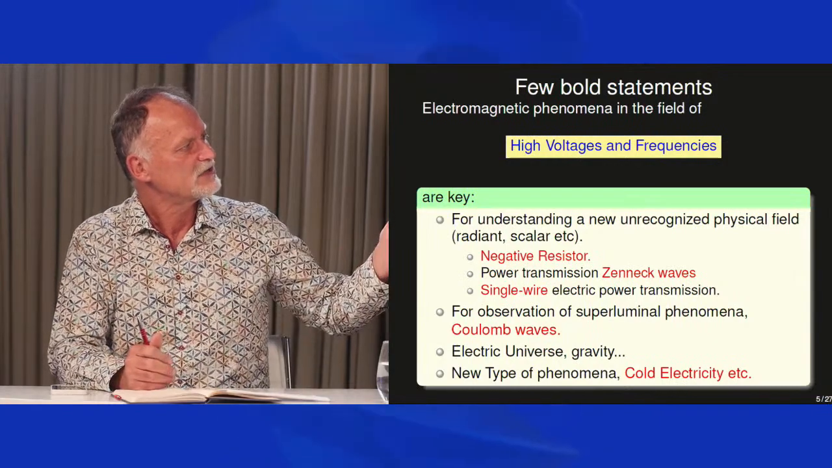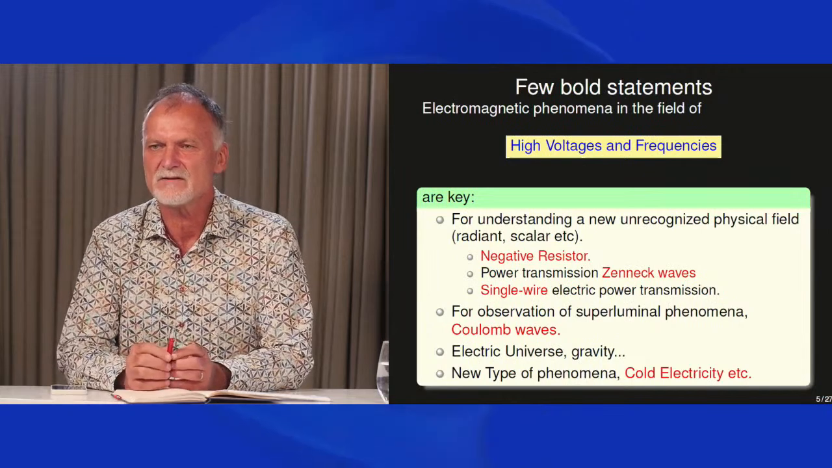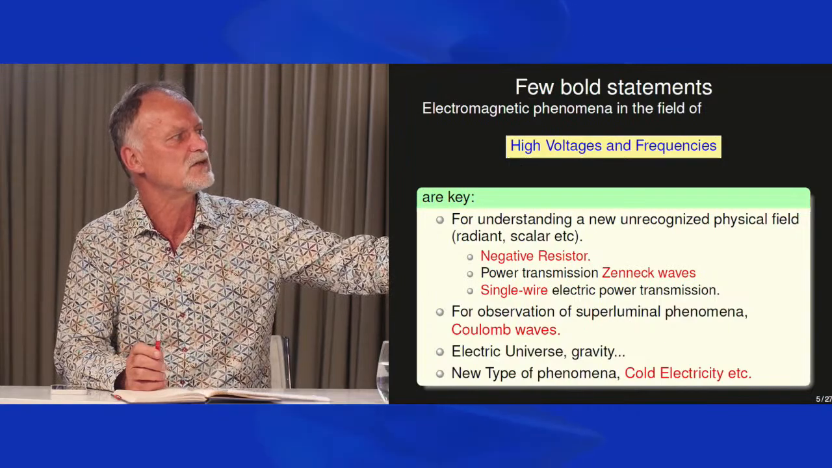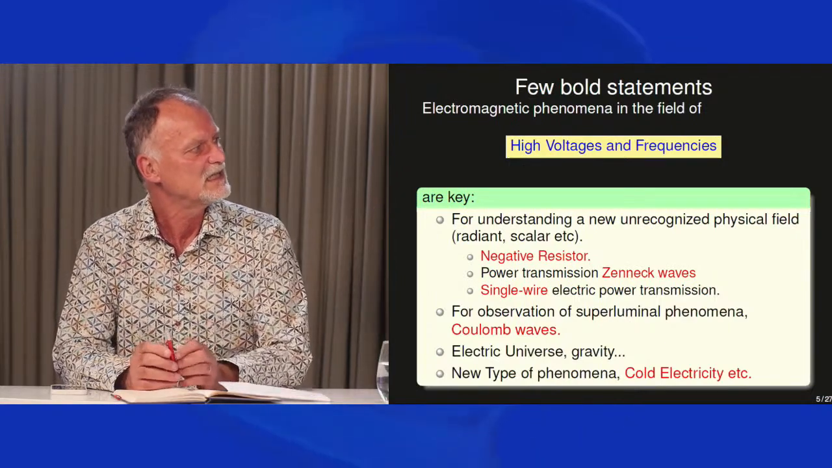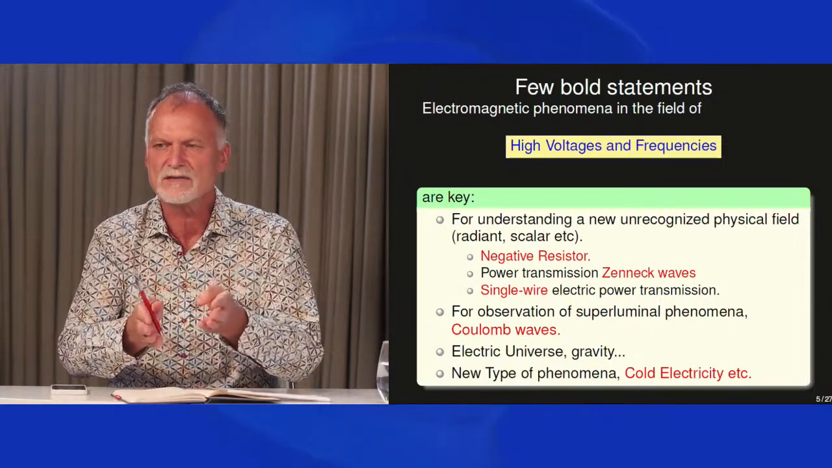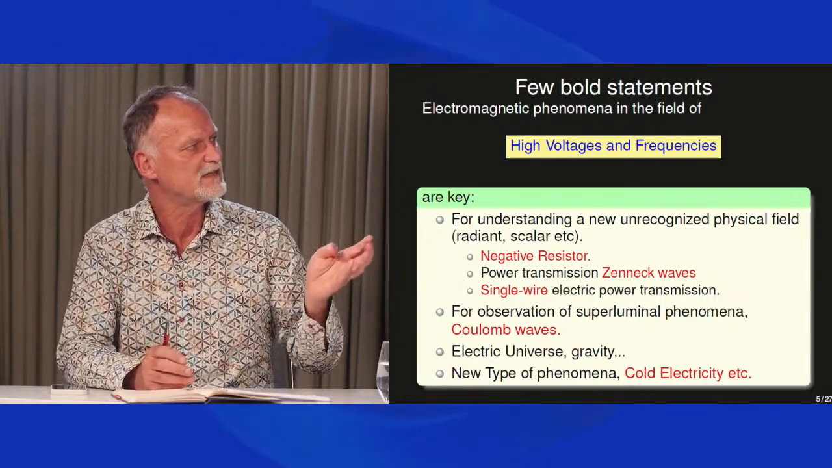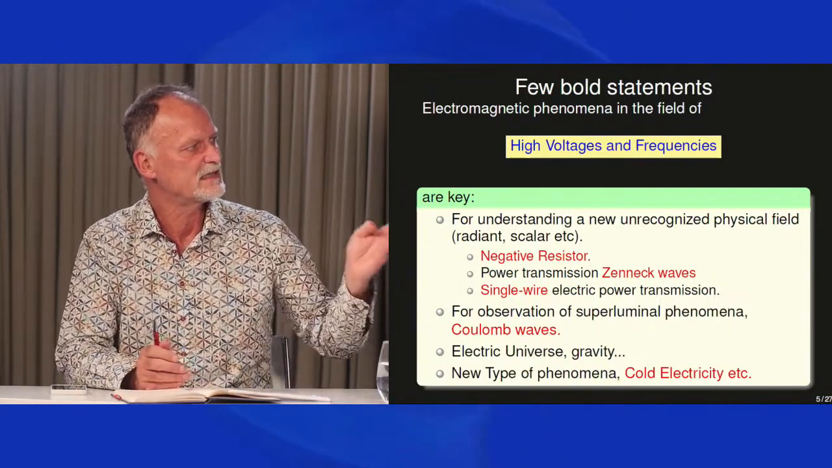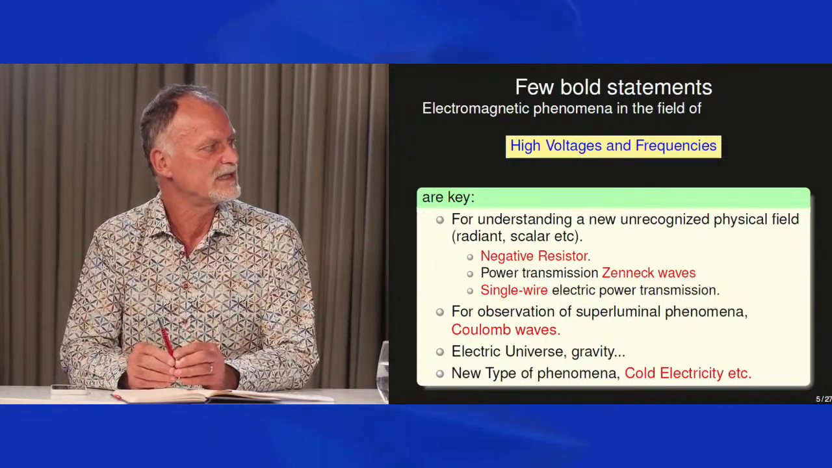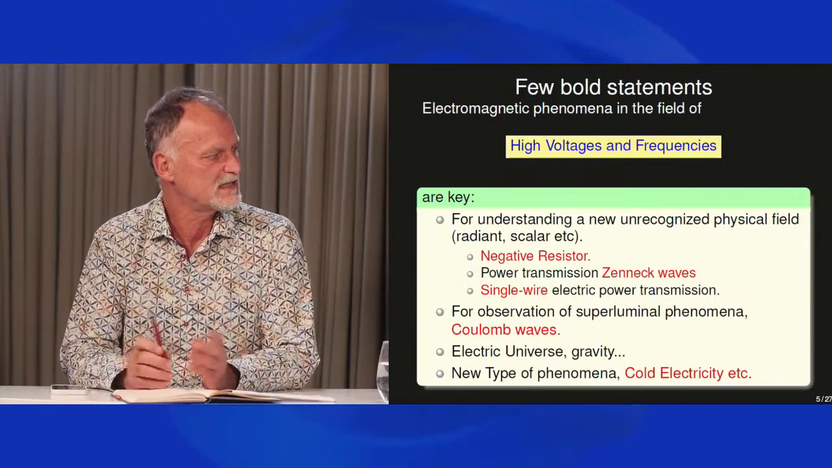Then there is also a phenomenon related to, if you measure the VI characteristic in high voltage discharges, then you see that the VI characteristic shows something we call negative resistor. There are a lot of ideas going towards, as discussed already, power transmission, Zenneck waves, and so on, single wire electric power transmission. Then we have discussed a lot today about the observation of superluminal phenomena, Coulomb wave, etc.